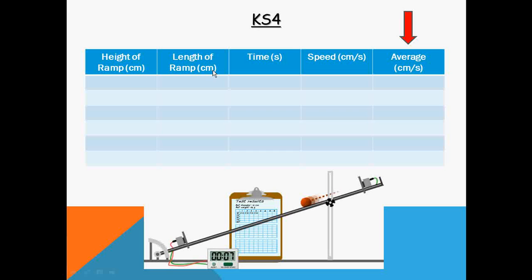So centimetres at the top, seconds, centimetres per second, centimetres per second here. It means we don't have to keep writing the units in the tables below. We just have to write it once at the top.